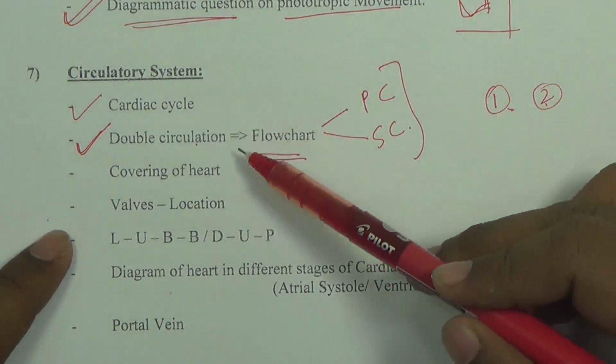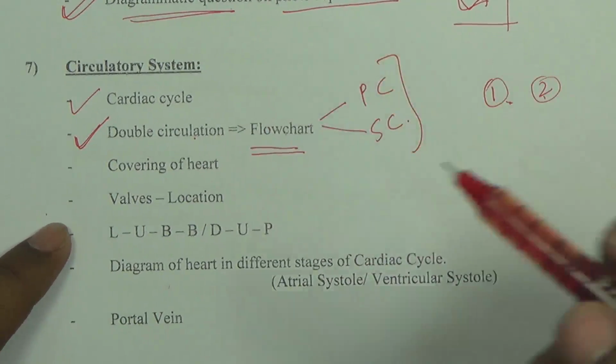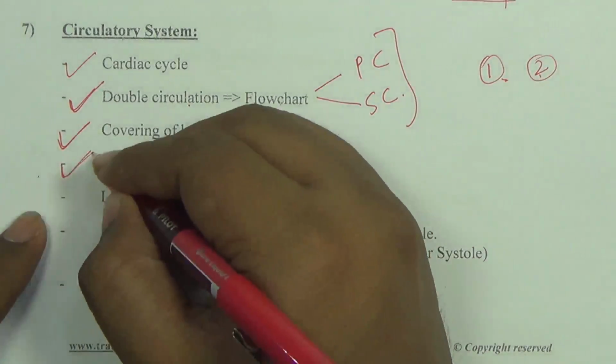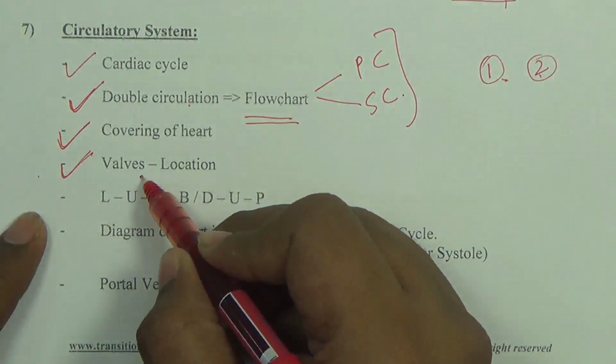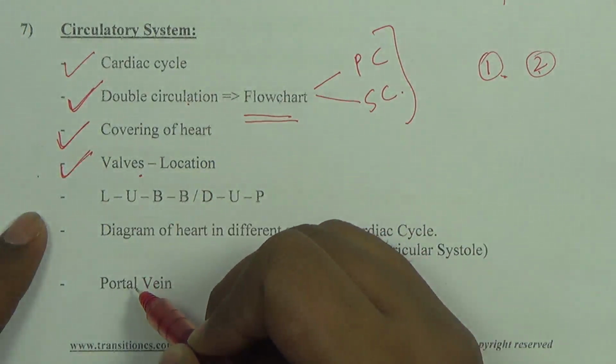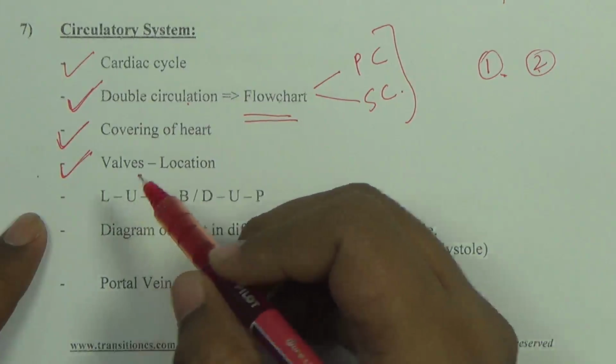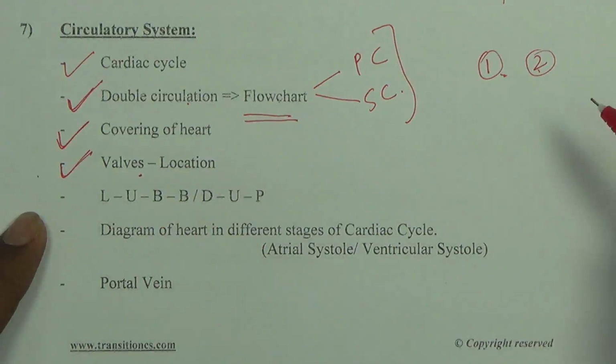They might also give you a diagrammatic sketch from here. Then what is the covering of the heart, known as? We know it's pericardium. Then what are the 4 valves, where are they located, what are the functions of the 4 valves, right? We have the atrioventricular valves like tricuspid, bicuspid valve, and then we have the semilunar valves like pulmonary and aortic valve. Right? So there are 4 valves, you have to mention the location and in general what is the function of the valves.